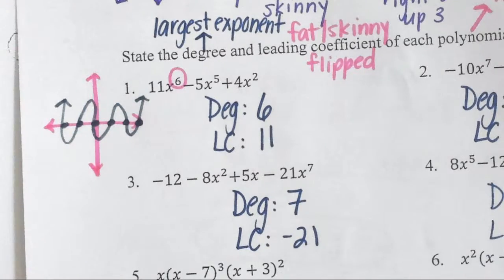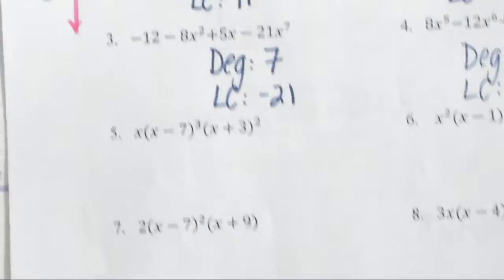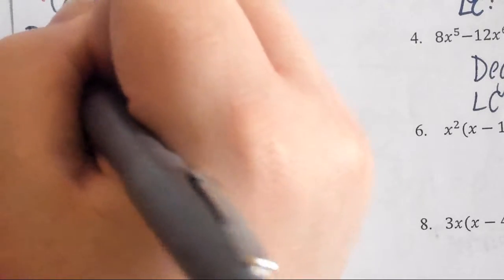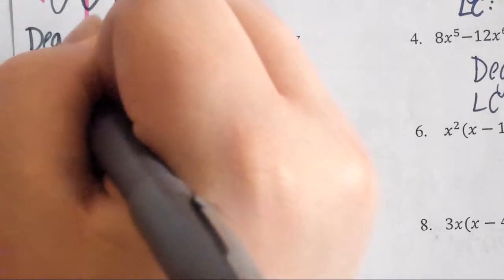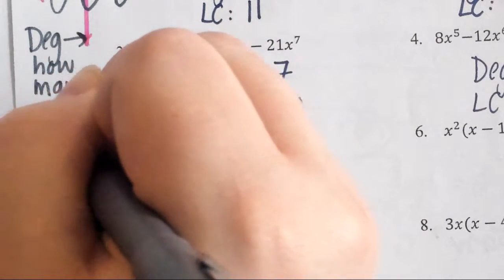So the degree tells you, how did I phrase it last time? I phrased it well, and now I'm blanking. Oh yes, the degree tells you how many zeros are possible.